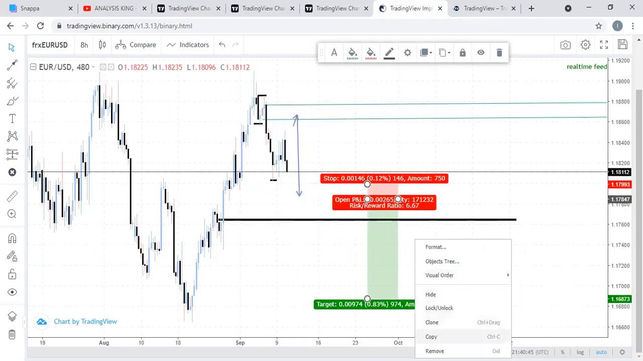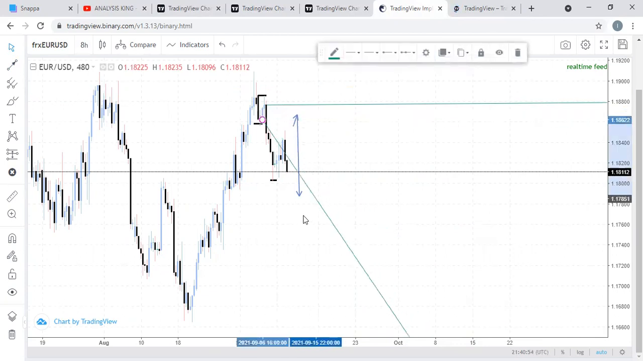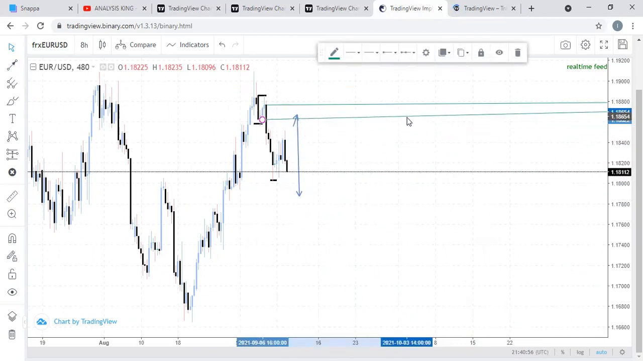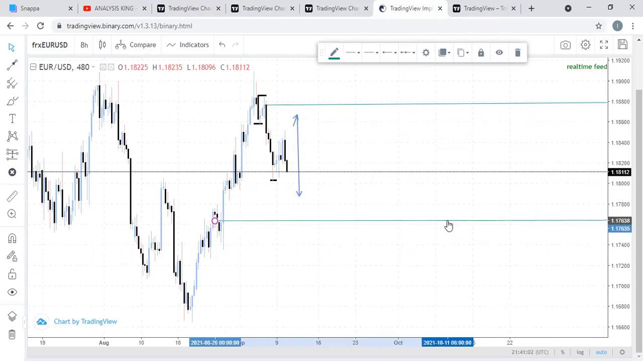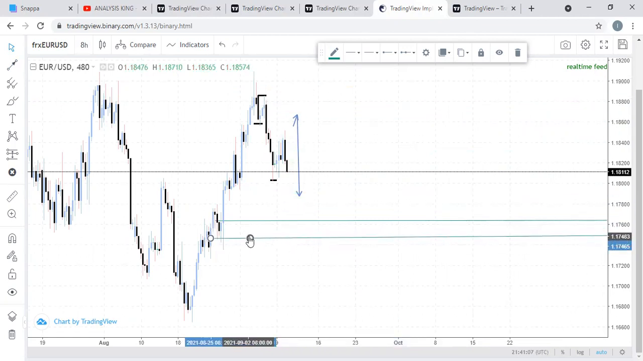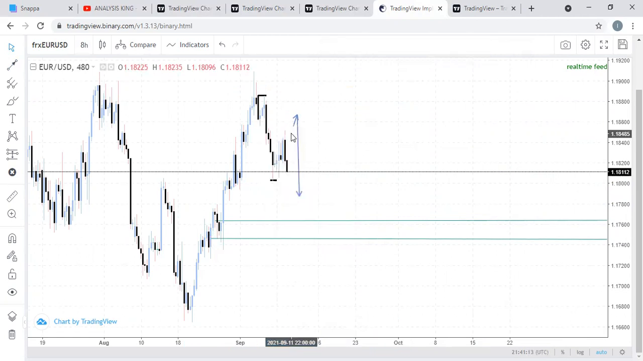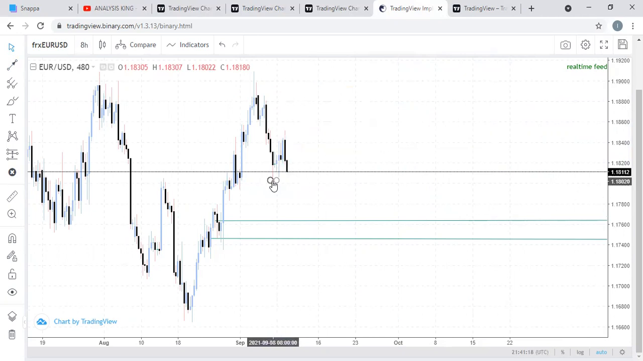I'll be looking to buy the euro dollar around this region. So I'm going to remove this. To buy the euro dollar, this would be my buying position. I'll be looking to buy the euro dollar around this region.